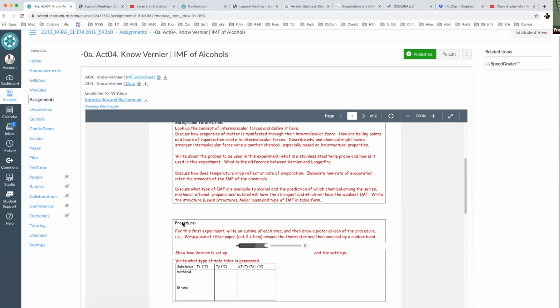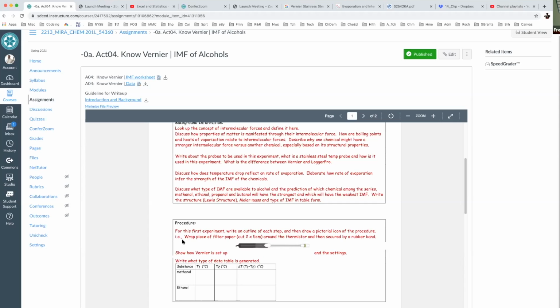For this, and then after giving the background, then you do the procedure. For this experiment, write an outline of each step. Remember I told you when we were talking about notebook that I don't really want words, I want more pictorial diagram. But for this particular experiment, since it's the first one, I want you to draw an outline and then draw an icon representing that particular sentence in the icon. That will basically train you to do a pictorial flowchart.